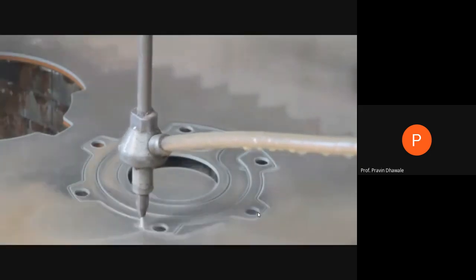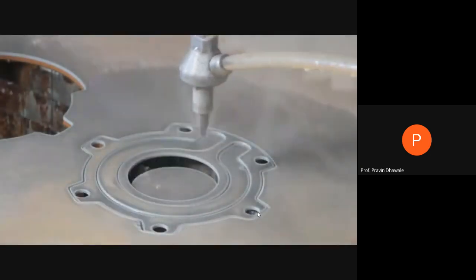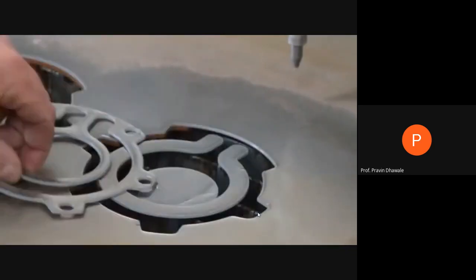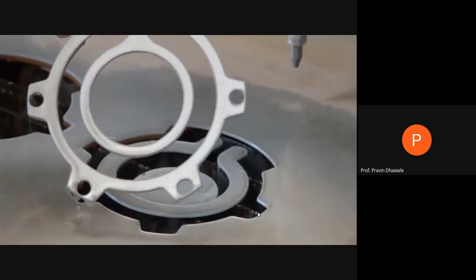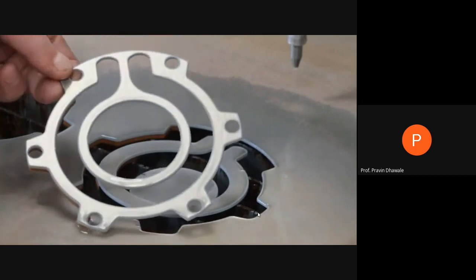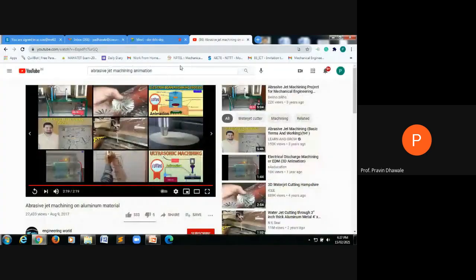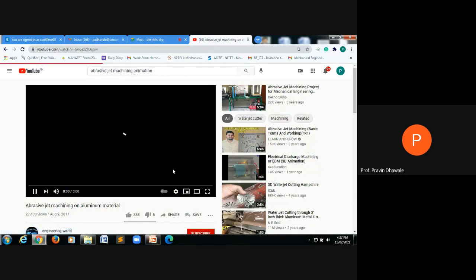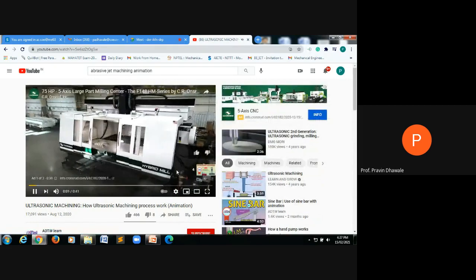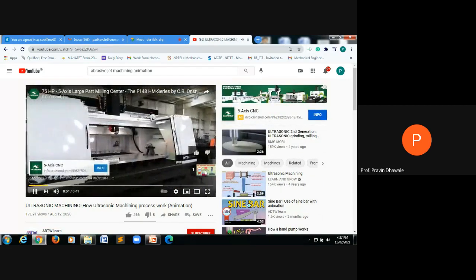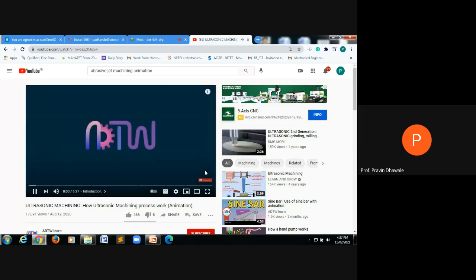So close tolerance material can be machined by using the non-conventional processes. See here, how this part is to be produced from the sheet. Ultrasonic machining. There will be one animation showing how it works.